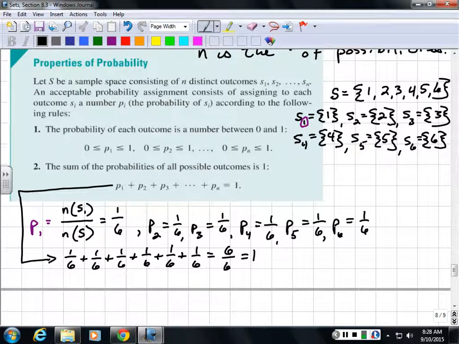Those are your properties of probability. Your probabilities must be between 0 and 1 inclusive. In a sample space, if you look at each one of the individual probabilities associated with the results in the sample space, when I add them together, I will get 1. Okay? Any questions? Okay.